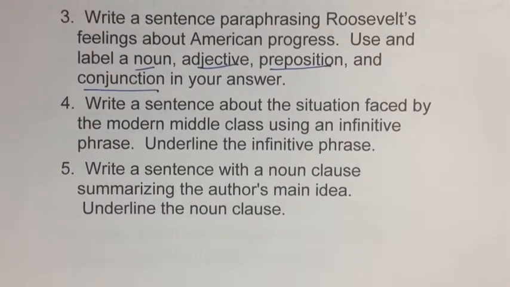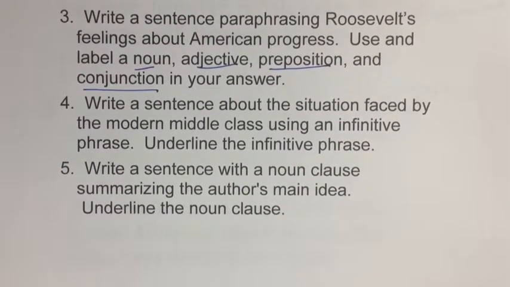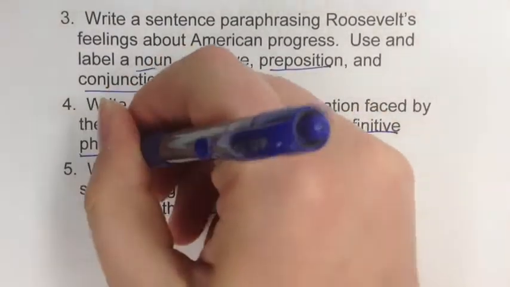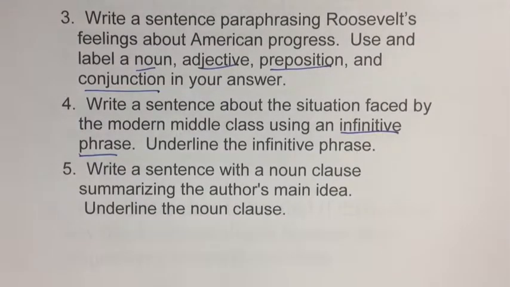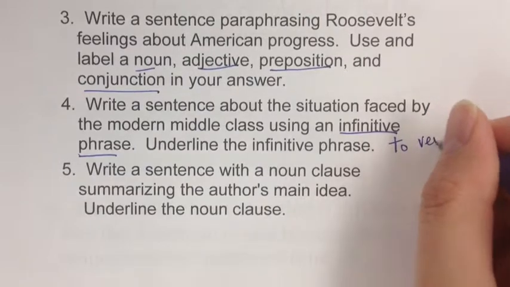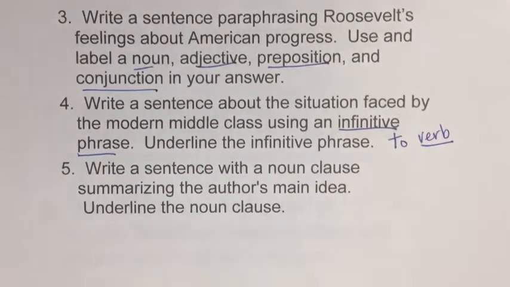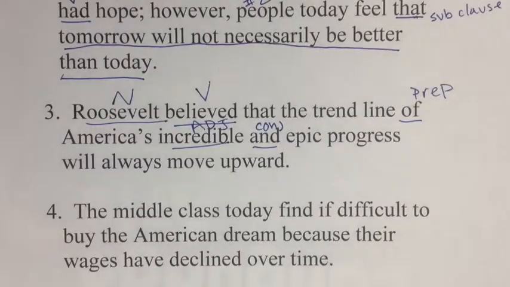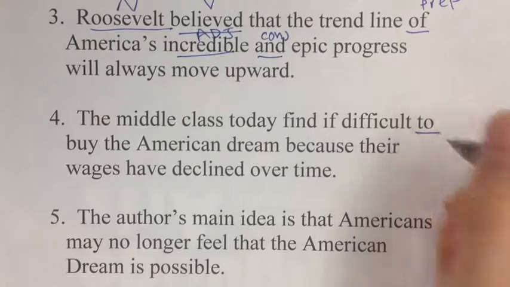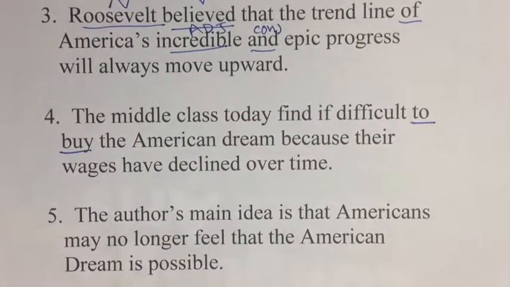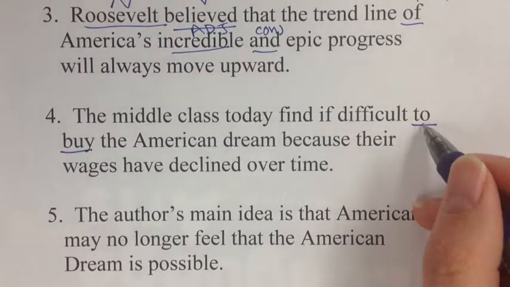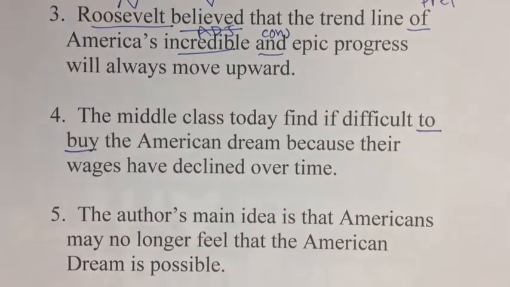Number four. Write a sentence about the situation faced by the modern middle class using an infinitive phrase. Underline the infinitive phrase. So infinitive phrase means to verb. So we're going to have to say to and a verb. So here is my sentence. The middle class today find it difficult to buy the American dream because their wages have declined over time. So here is our infinitive, to buy.